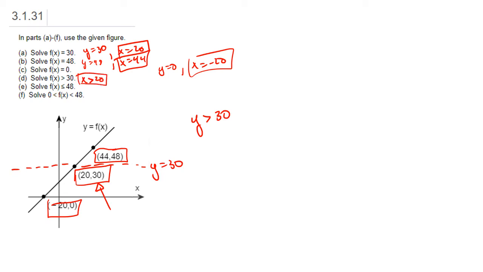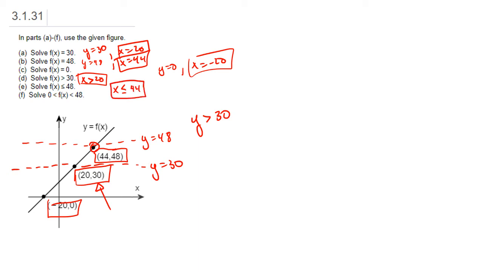Similarly, how do I get out y values less than or equal to 48? Now here is a point that goes through y equals 48, corresponding to x equals 44. So how do I get out y values less than or equal to 48? I must be to the left. Now this point here was x equals 44, and to the left of 44 is x less than or equal to 44.